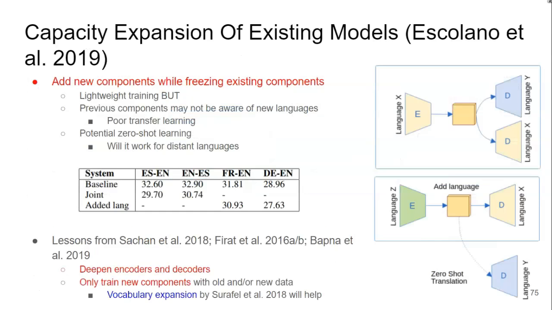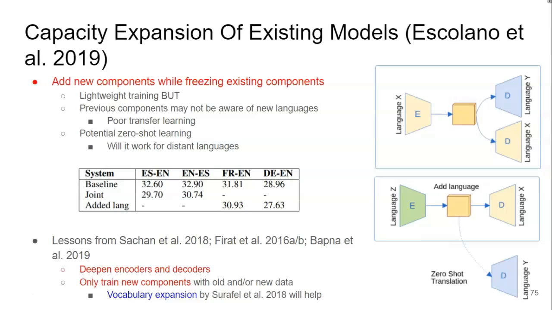Another approach proposed by Escalano et al. aims at capacity expansion of existing models, where the objective is to add new components while freezing existing components. So on the right hand side, you can see that there is an existing setup with one encoder and two decoders corresponding to language X and language Y respectively.